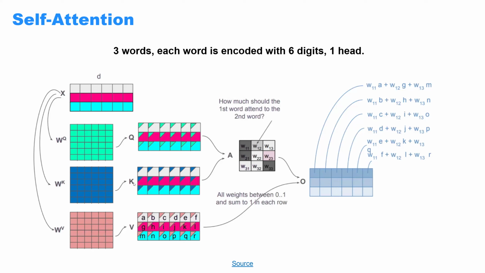Then between Q and K, we calculate dot products for every row, and we get a matrix of weights: how much, for example, the first word should attend to the second word. Then we have a weighted matrix. We multiply it with V, our values matrix, and then we get the output, our final result. So it's just matrix multiplication.